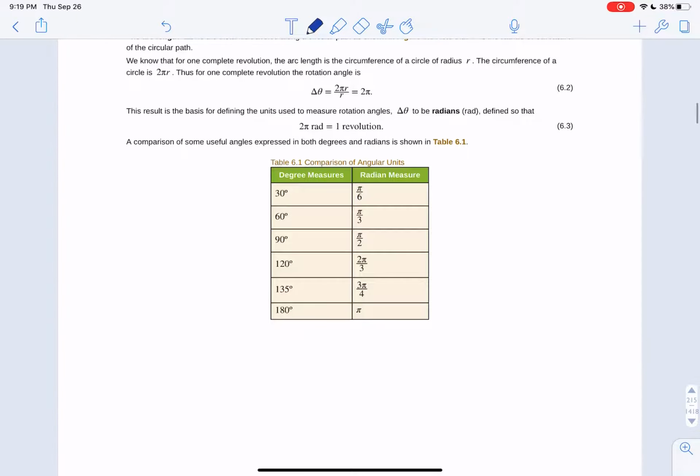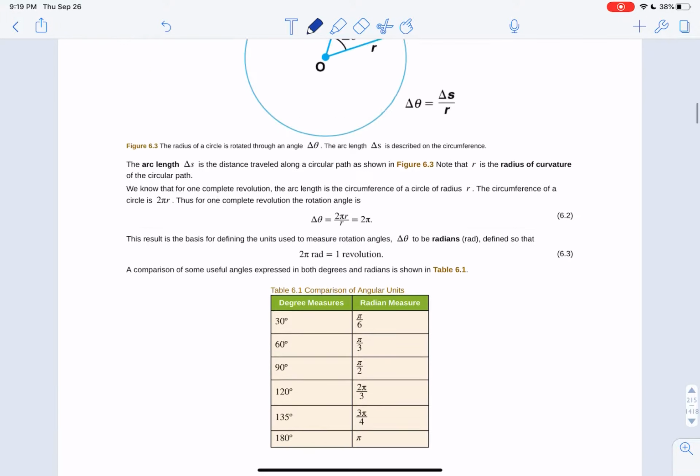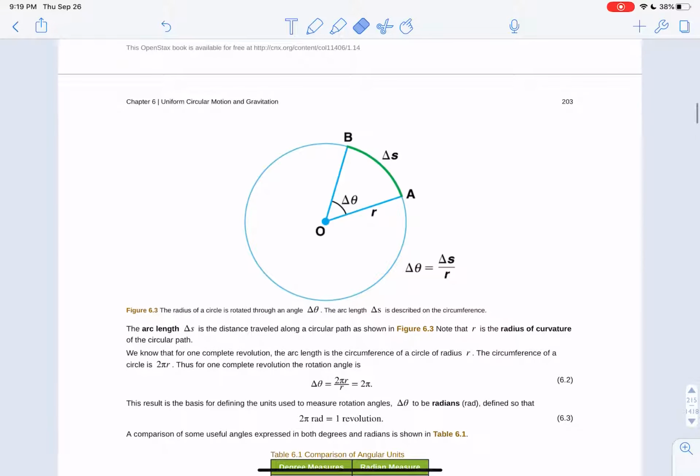There are some other measurements here. Divide a circle into 6 parts, you get pi over 6 radians. Halfway around is pi radians. The way I like to think about this is, there's your circle. You go along 1 radius, that's 1 radius. You go along another radius, that's another r. You go along another radius, that's another r.